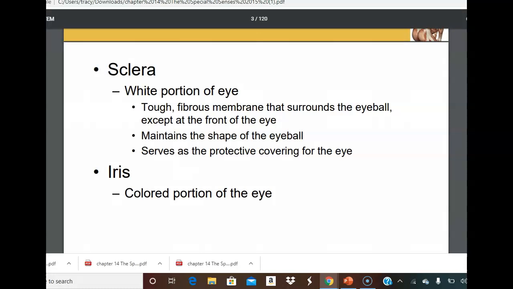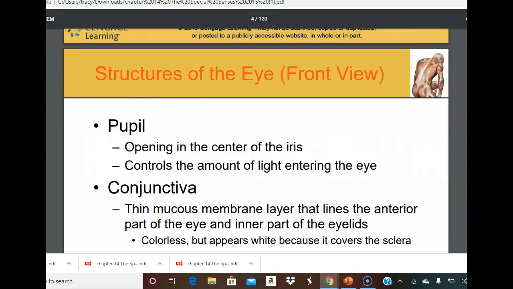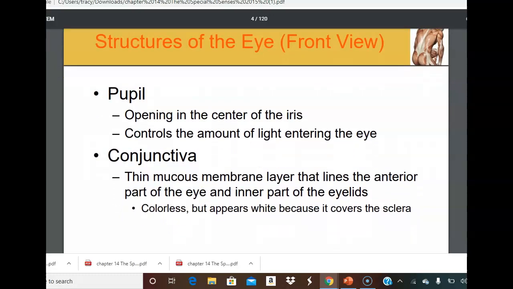Okay. The iris is the colored portion of the eye, and that can vary from individual to individual. Okay, but that's actually a small sphincter-like muscle that can either dilate and let more light in through the pupil, or constrict and let less light in. Okay, the pupil itself is in the center of the iris, and it's the opening, okay? And it's the actual hole that either gets bigger or smaller and allows either more or less light in, okay?